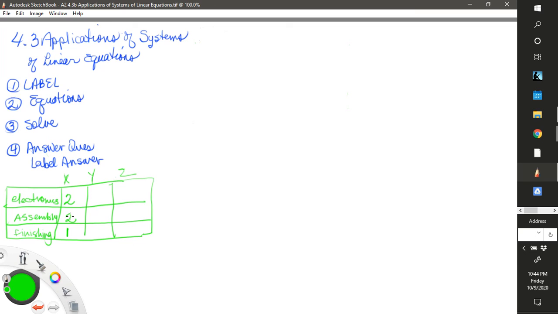And each Model Y requires 1 hour of electronics work, 3 hours of assembly time, and 1 hour of finishing time. And each Model Z requires 3 hours of electronic work, 2 hours of assembly time, and 2 hours of finishing time.